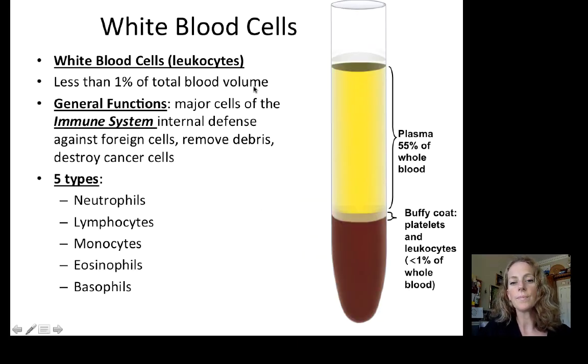So to remind you, white blood cells, also called leukocytes, are less than 1% of the total blood volume. They are the major cells of the immune system. So wherever you find white blood cells increasing in numbers, you have immune system working. They are providing internal defense against foreign cells, removing debris, and destroying cancer cells. There are 5 types of white blood cells that we have already covered, but here they are. Neutrophils, lymphocytes, monocytes, basophils, and eosinophils.